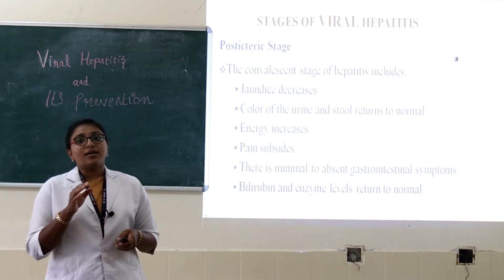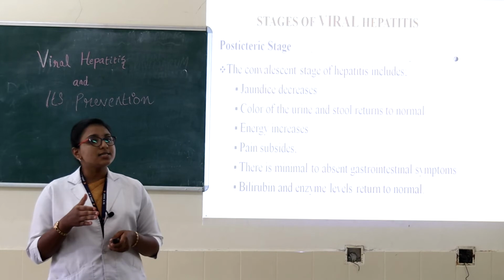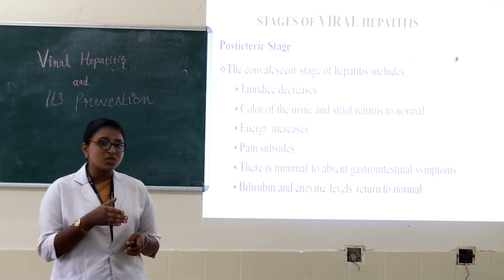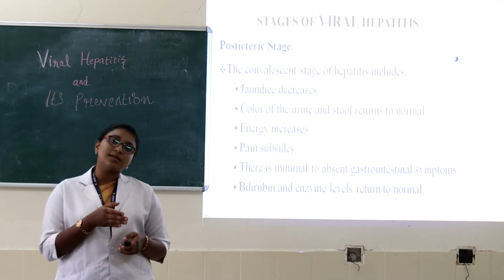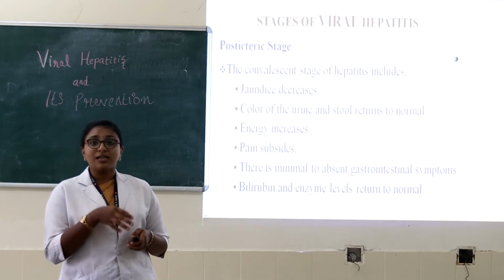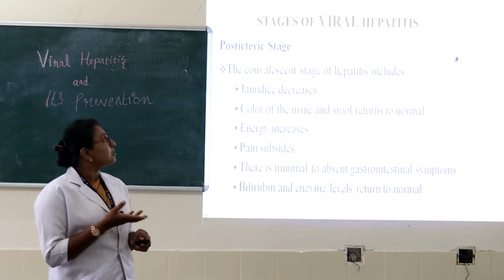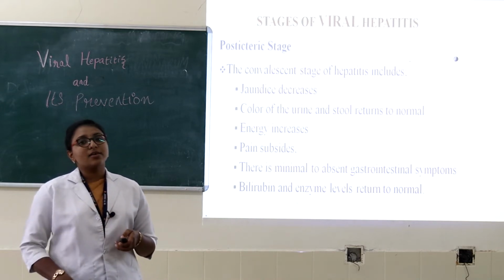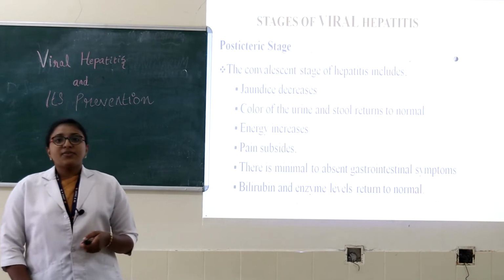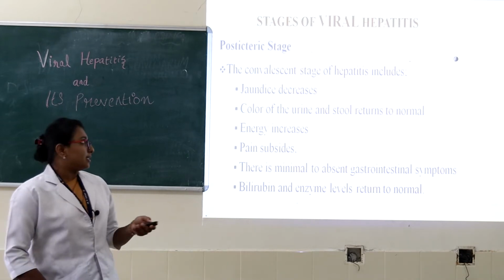So, we discussed the stages of viral hepatitis: pre-icterus, icterus stage and post-icterus stage. Pre-icterus means preceding the symptoms of jaundice, icterus means the jaundice symptoms, and post-icterus means the convalescent state, which is after the appearance of jaundice. Next we can see each hepatitis in detail.